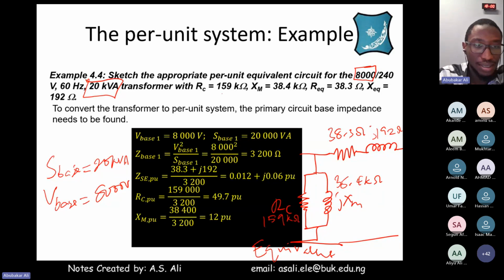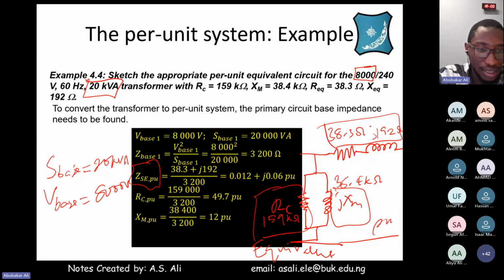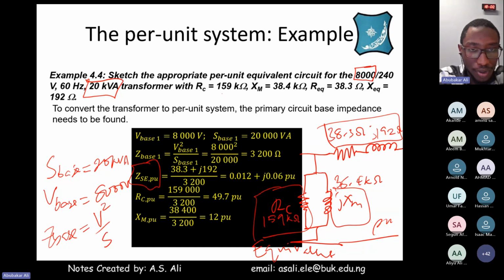So with this, if you want to convert these elements, RC, jXM, and these values here, to per unit, you can get the impedance Z. To get the Z impedance is easy. You can first find the Z base. Z base is nothing but V squared over S, Ohm's law. P equals V squared over R, so R equals V squared over P. So that's exactly what we did.